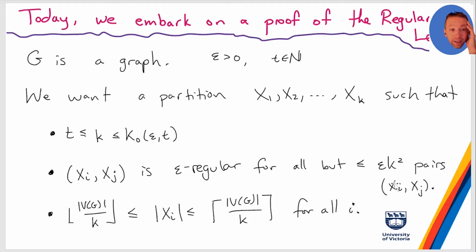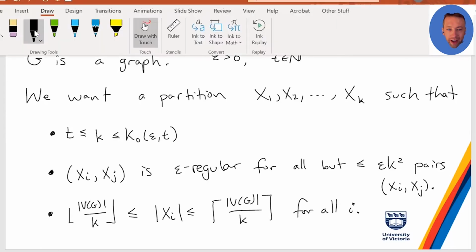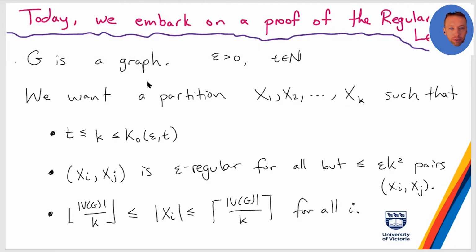So today and over the next few lectures, we're going to be trying to prove the regularity lemma. Just to remind ourselves what that is: G is a graph. We've got some parameters epsilon and t. And what I want to find is a partition x1 up to xk of the vertex set of G, such that three conditions hold.